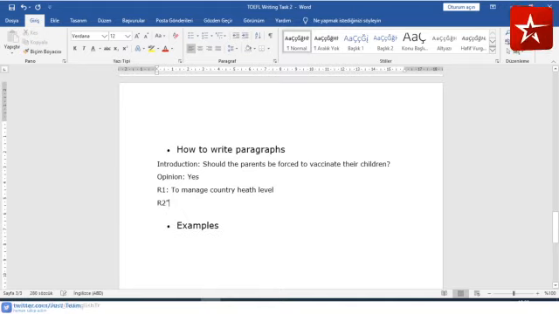Reason 2 can be because some parents are not educated enough. They don't have enough information about possible things if they don't vaccinate their children. So my reason 2 will be low education level in some parts.